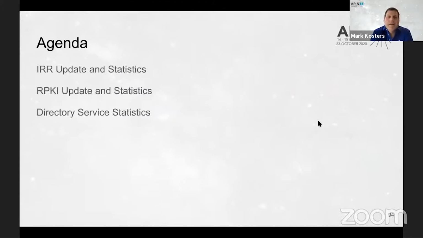Next slide. So here you can see our agenda. ARIN engineering is actually working on 4 things right now. It's a 4-pronged approach. We're working on tech debt, which I'm not going to talk about so much here, but I am going to talk about the IRR update and statistics, RPKI update and statistics, and finally directory services and its statistics. What's interesting about this is there's a lot of interesting behaviors here, some of which I really don't understand, and maybe you can help me understand a little bit.